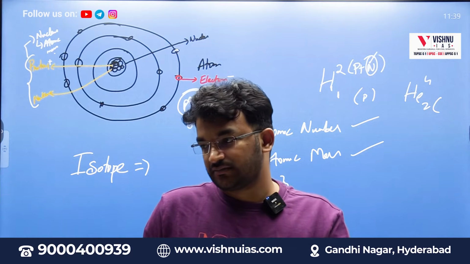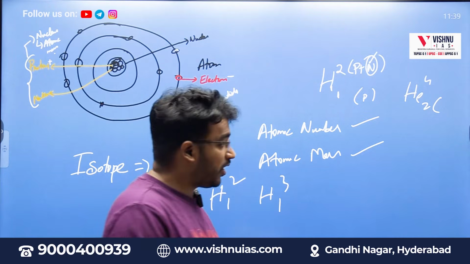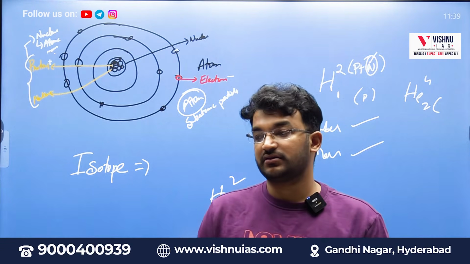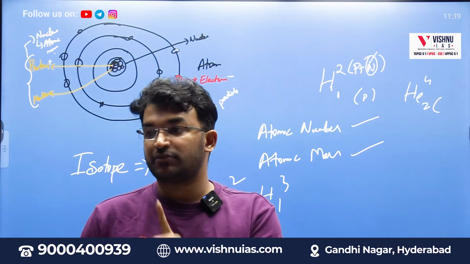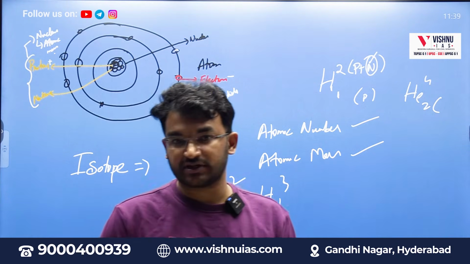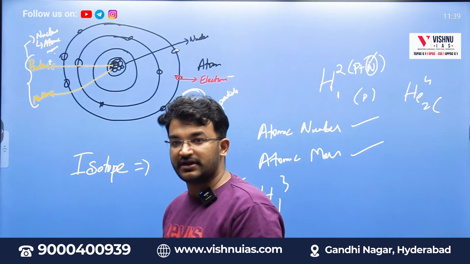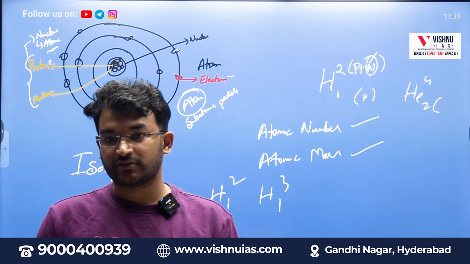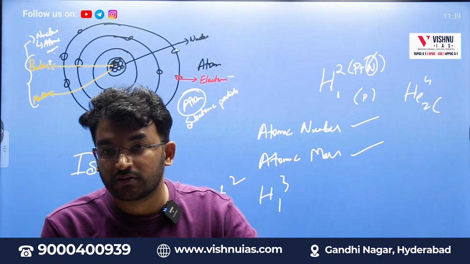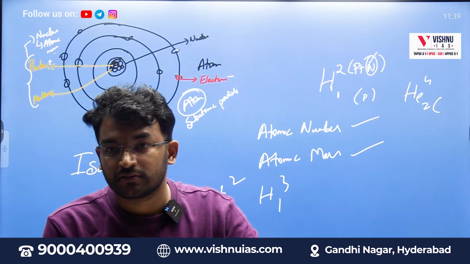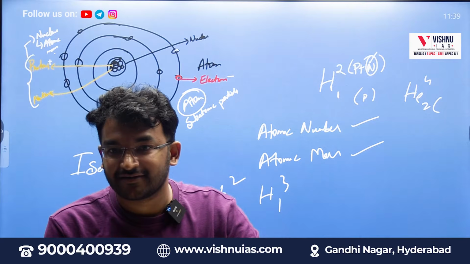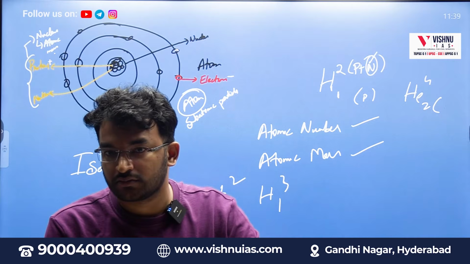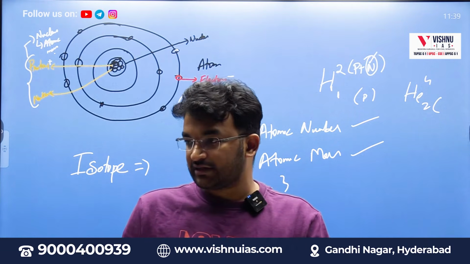Atomic number of an atom is defined by the number of protons. Understood? Atomic number of an atom is decided by number of protons. Reshma, didn't understand? They are equal, right? Okay, fine. Right, atomic number.